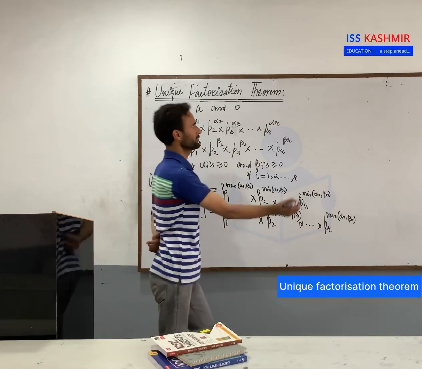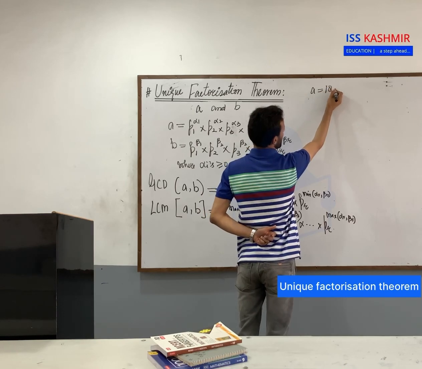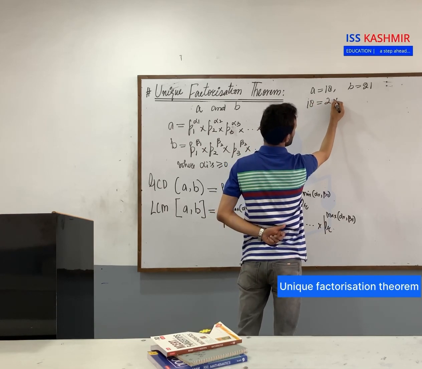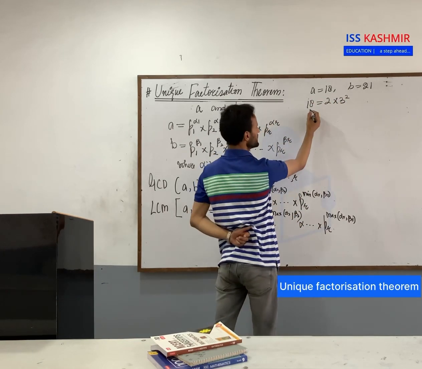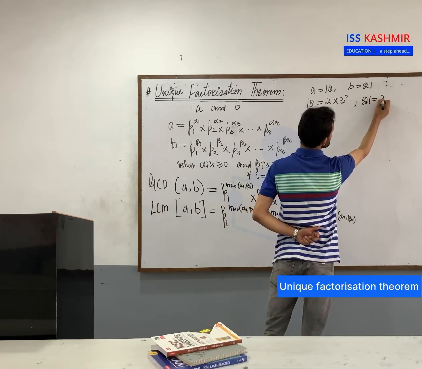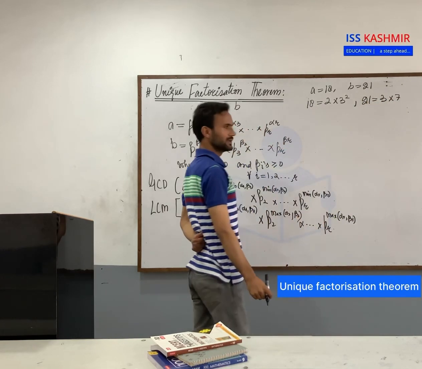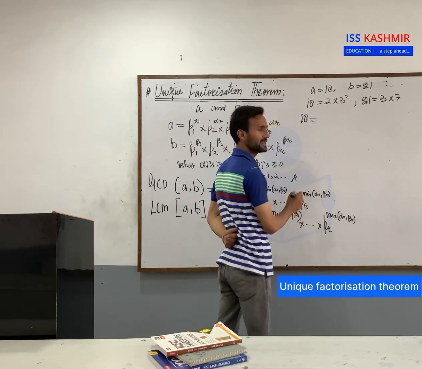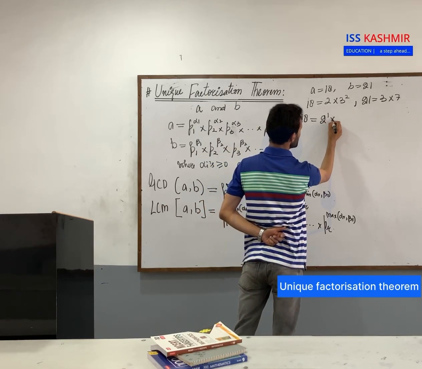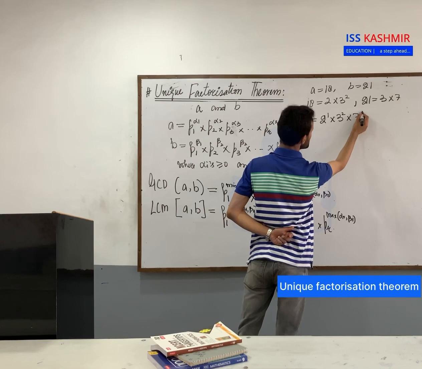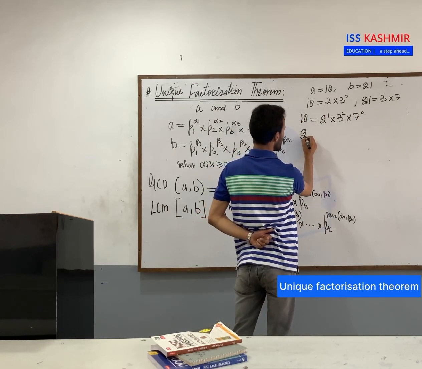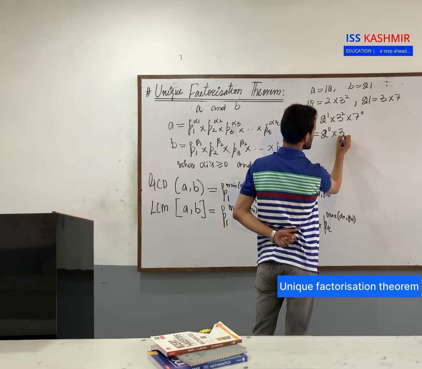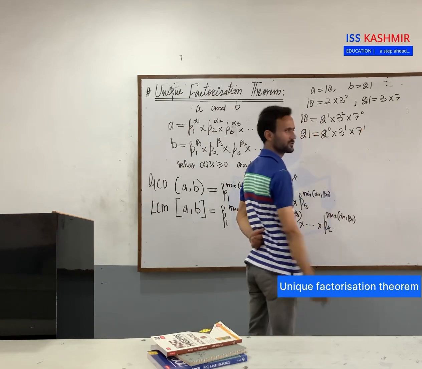Say for example, if we have a equal to 18 and b equal to 21, we know that 18 can be expressed as 2 into 3 square, right? Similarly, 21 can be expressed as 3 into 7 by the unique factorization theorem. Now, we can also express 18 as 2 raised to the power 1 into 3 raised to power 2 into 7 raised to the power 0. Similarly, 21 can be expressed as 2 raised to the power 0 into 3 raised to the power 1 into 7 raised to the power 1.